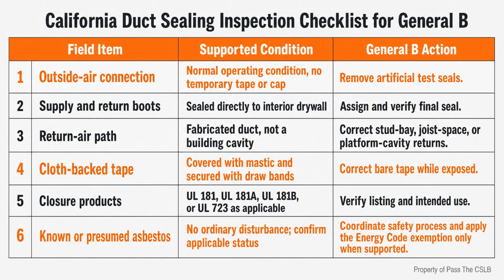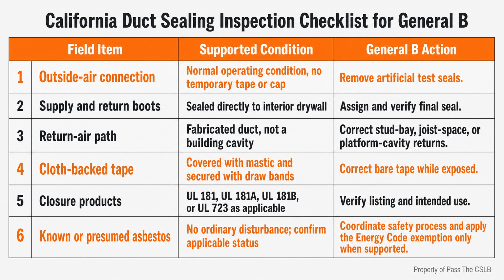If existing material is known or presumed to contain asbestos, I stop the ordinary sealing approach and coordinate the required hazardous material procedures. California safety rules govern disturbance, hazard communication, exposure control, and worker protection. The General B lesson is judgment. I do not scrape, cut, or coat suspect material merely because the alteration would otherwise enter a leakage testing pathway.